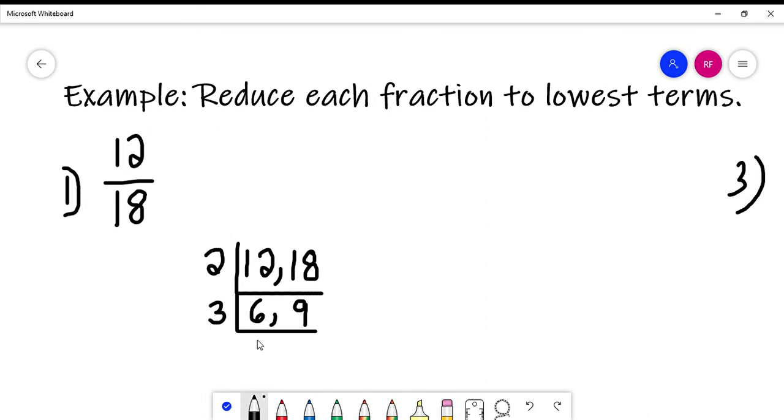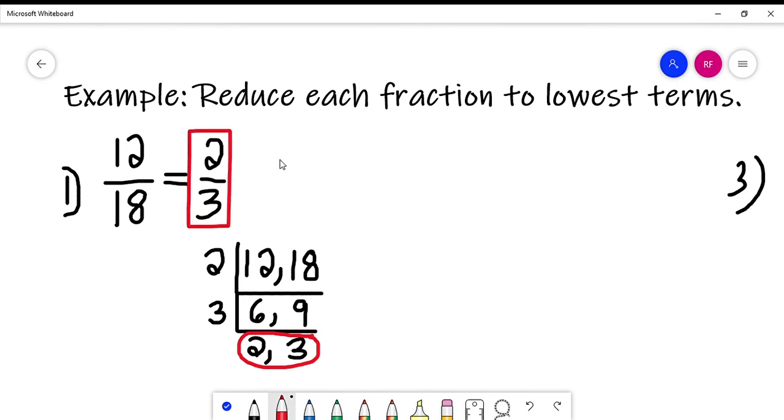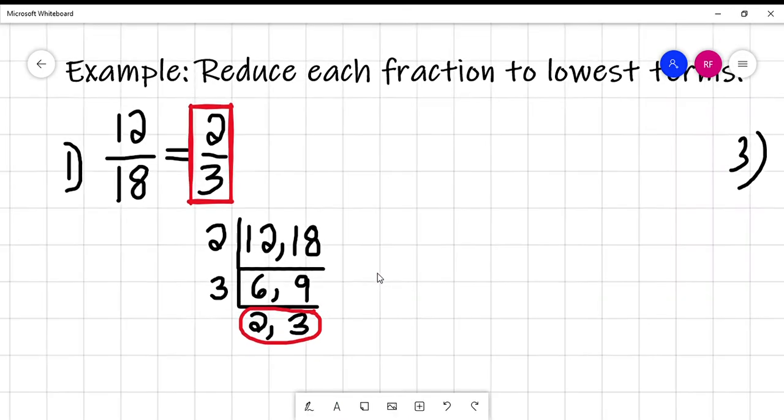6 divided by 3 is 2, and 9 divided by 3 is 3. As you can see, our last quotients are both prime numbers. That means we stop. So this is our lowest terms fraction, 2/3. So the lowest terms of 12 eighteenths is 2/3. Okay. So let's have another example here.